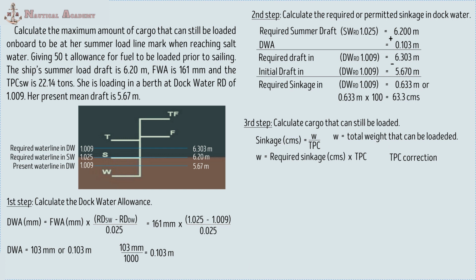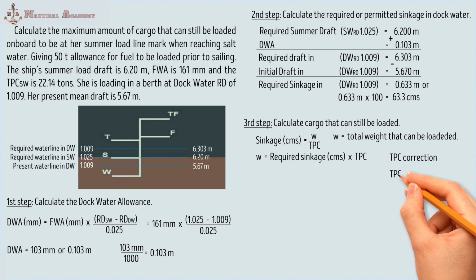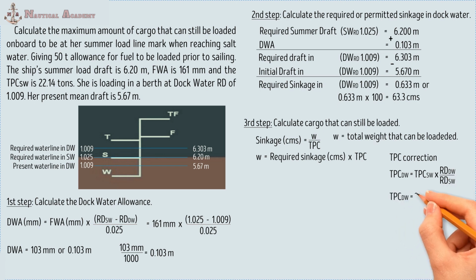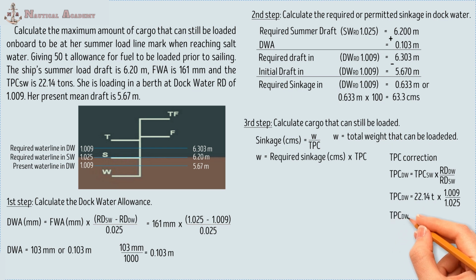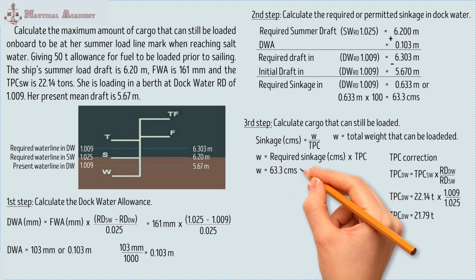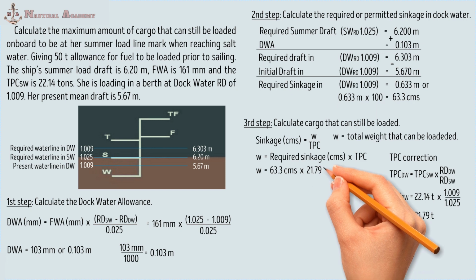The formula is: TPC in dock water is equal to TPC in salt water times the relative density in dock water divided by the relative density in salt water. We have now 22.14 tons times 1.009 divided by 1.025. The TPC in dock water is 21.79 tons. So weight is equal to 63.3 centimeters times 21.79 tons.